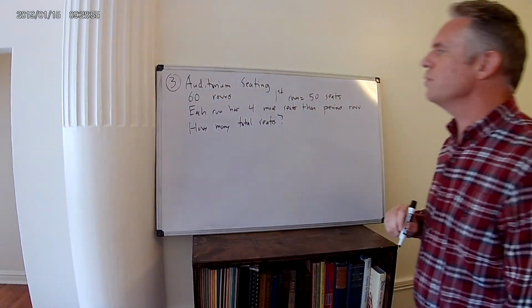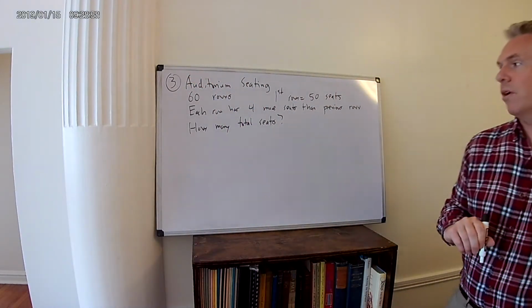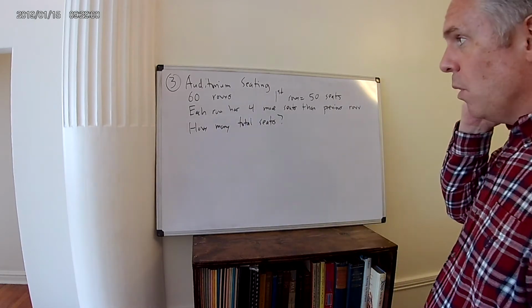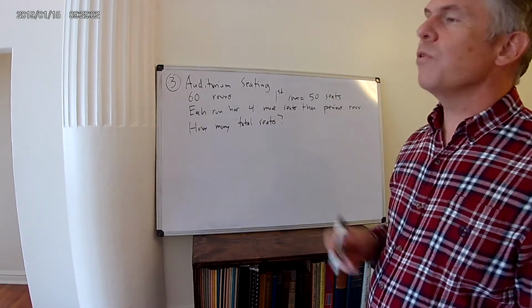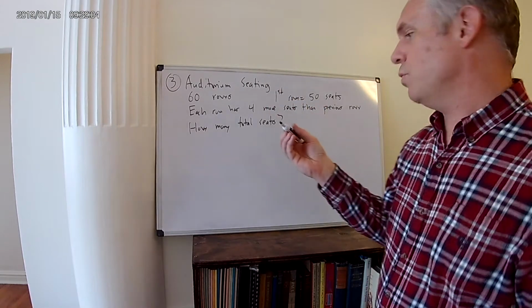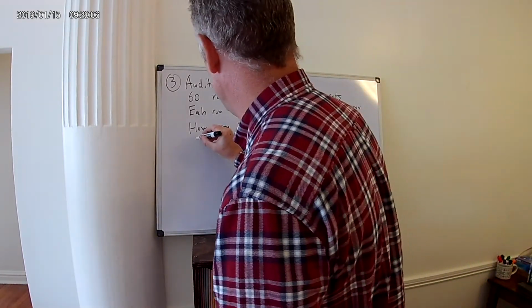So, in other words, what's the total seating capacity of this auditorium? Okay, so what's going on here? We've got various rows of seats. If I were to write out the rows, in the first row, I have 50 seats.